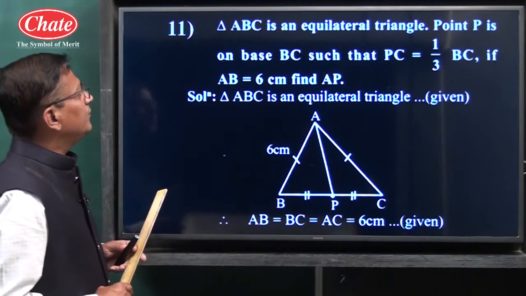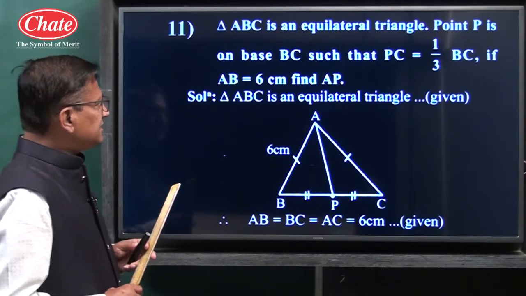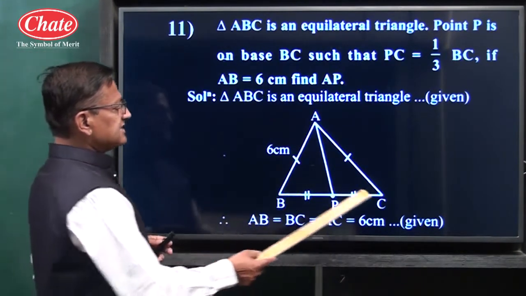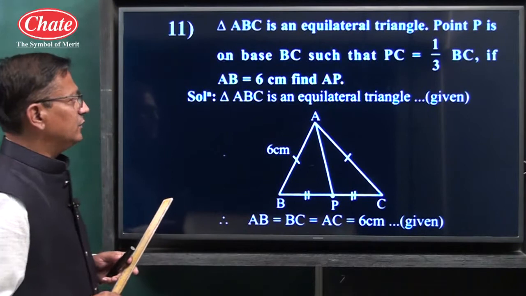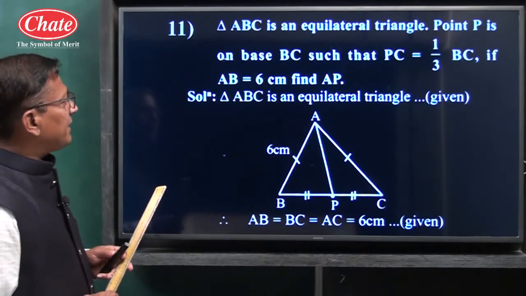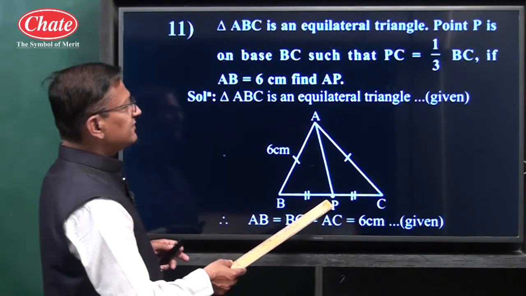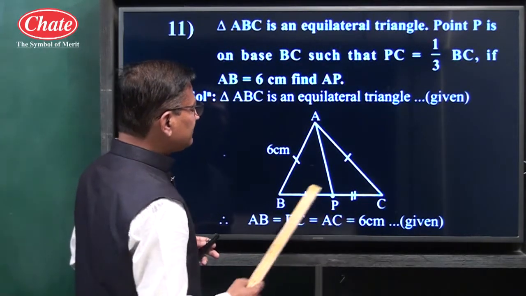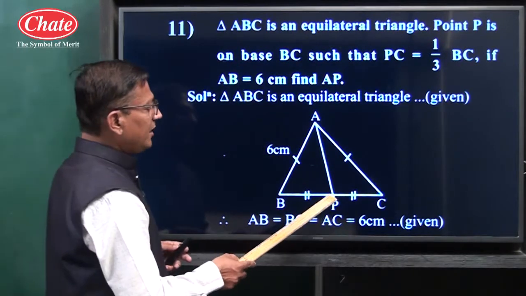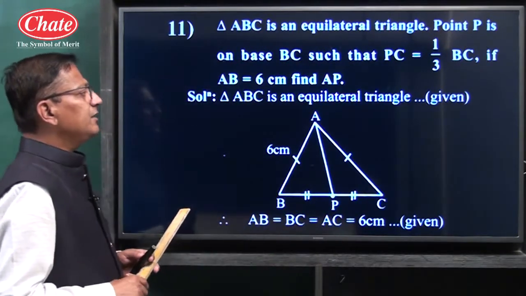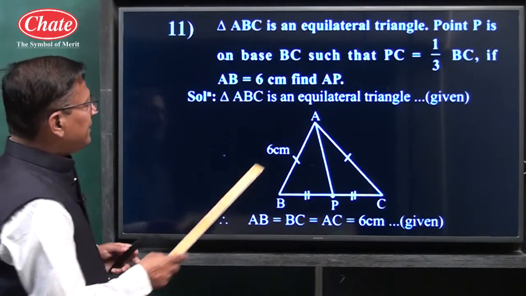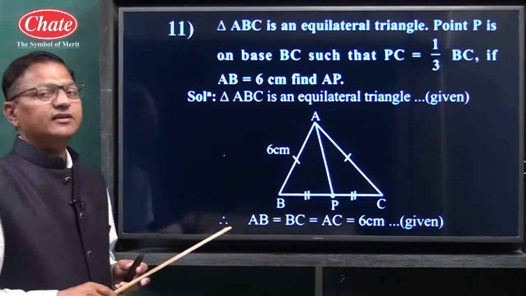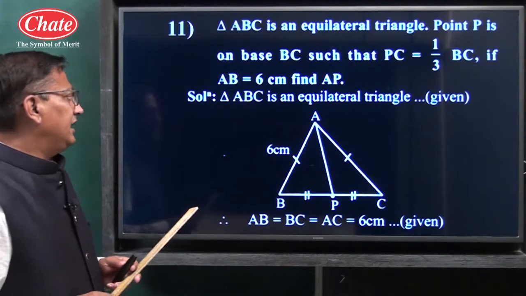See another important example. Triangle ABC is an equilateral triangle. Point P is on base BC such that PC is equal to 1 by 3 BC. Here PC is equal to 1 by 3 BC is given. If AB is equal to 6 centimeter, find AP. We have to find the value of AP.